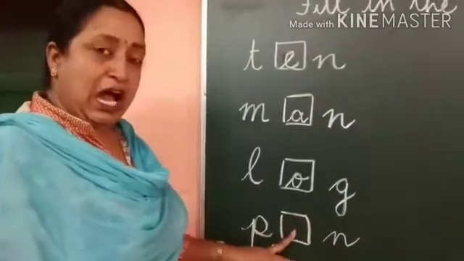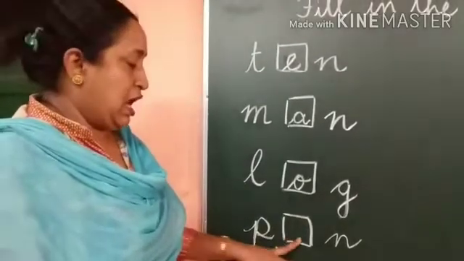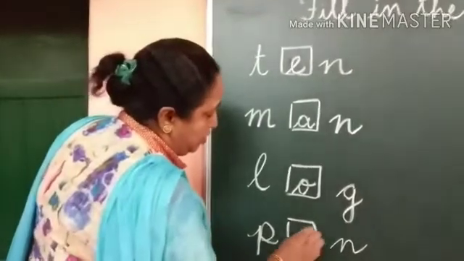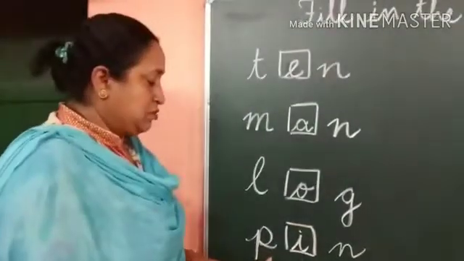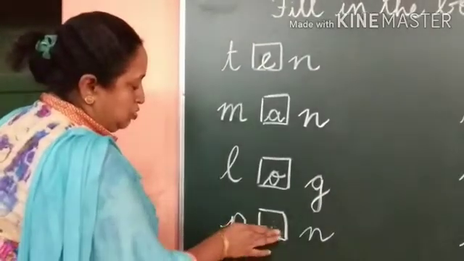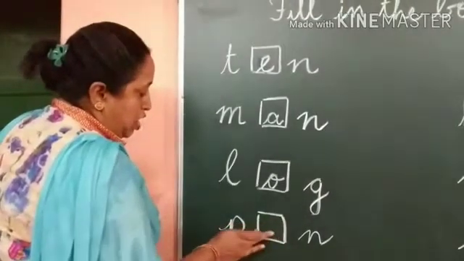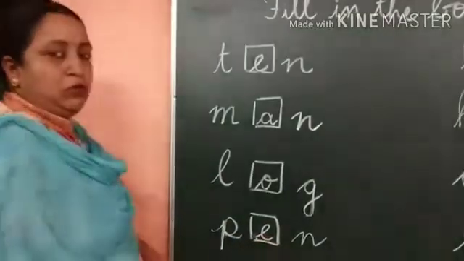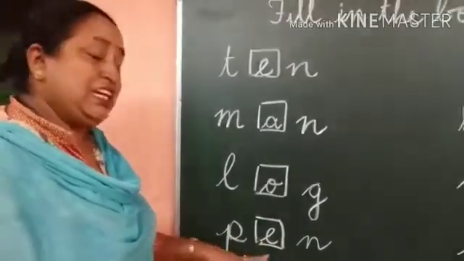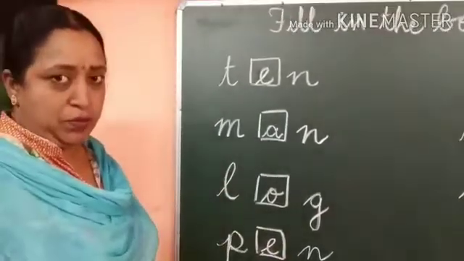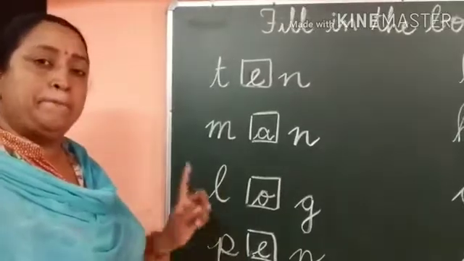Now here, P, box, N. If I put an I, it becomes P-I-N, pin. See, I am putting an I. This becomes P-I-N, pin. I'll rub this out. Now, if I write E, what will this become? P-E-N, pen. So, both are correct. P-I-N, pin or P-E-N, pen.